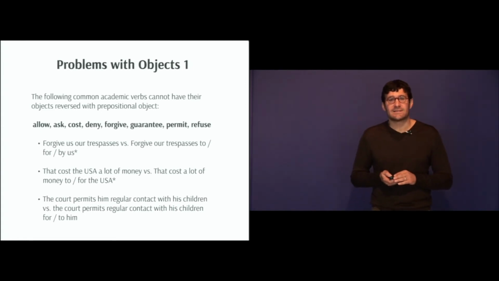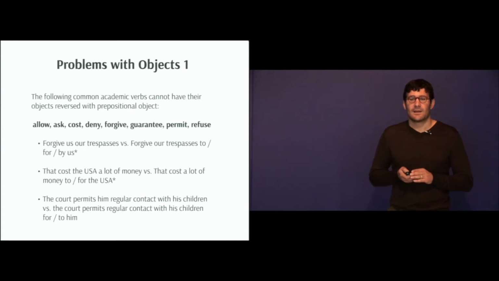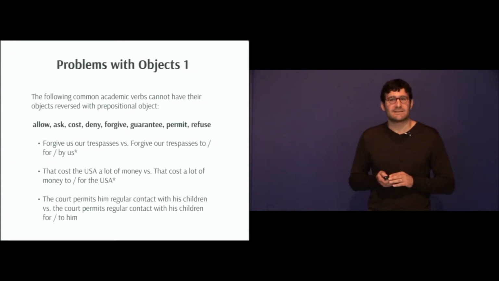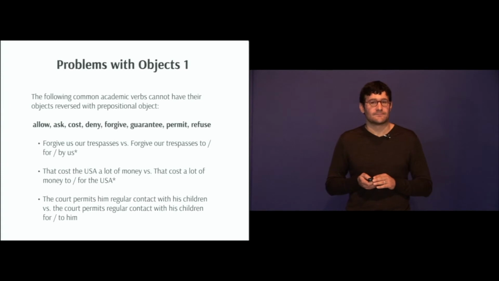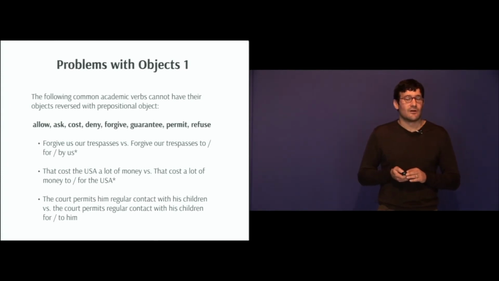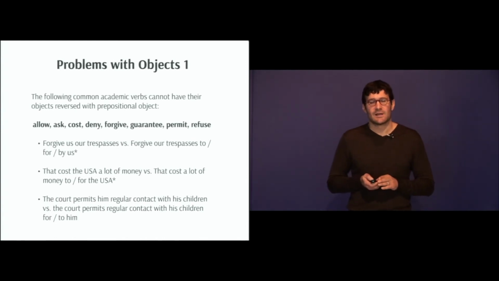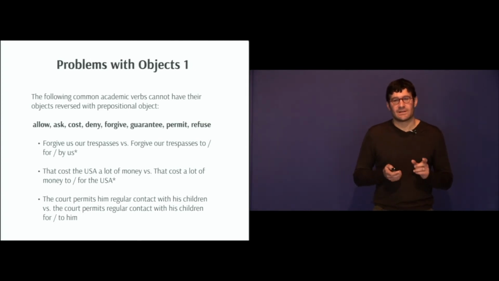That cost the USA a lot of money versus that costs a lot of money to or for the USA. That second sentence doesn't work either. Next sentence, the court permits him regular contact with his children versus the court permits regular contact with his children for or to him. Right? That doesn't work either. So in all of these verbs, you cannot reverse the direct object, indirect object. You cannot take that indirect object and make it a prepositional object.